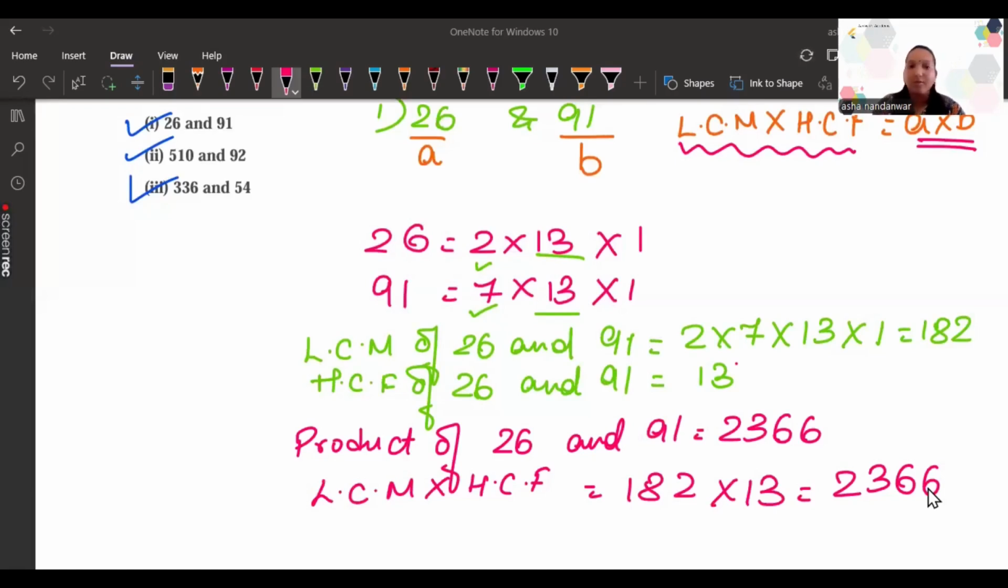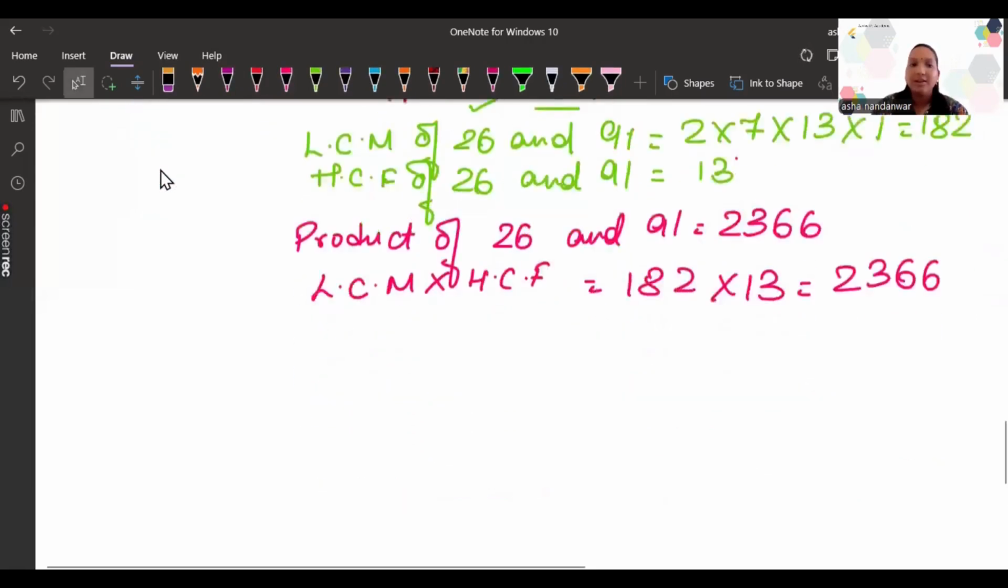Let us do the next question for better understanding. The next question is 510 and 92. Let us see whether it is coming out correct.